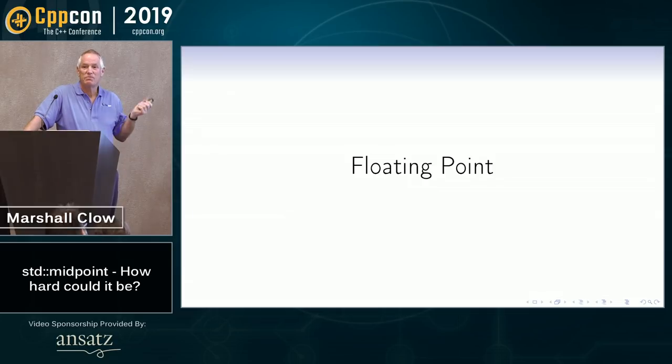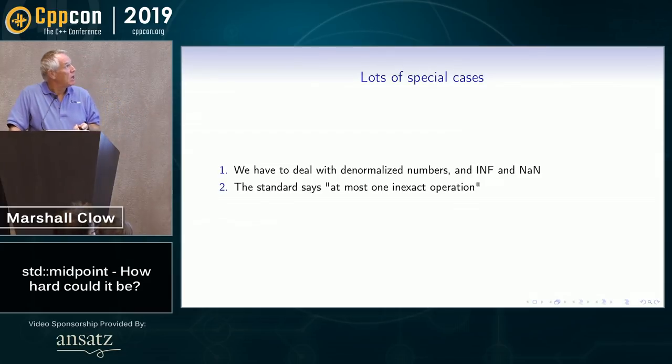Floating point. One of the requirements on floating point, if we go all the way back to the specifications, was that there is at most one inexact operation. Inexact operations can be mostly the division. There's a ton of special cases here, and I'm going to touch on a few of them and ignore other ones. I have tests for all of them, and I don't need to handle many of them specially. But we have to deal with denormalized values.